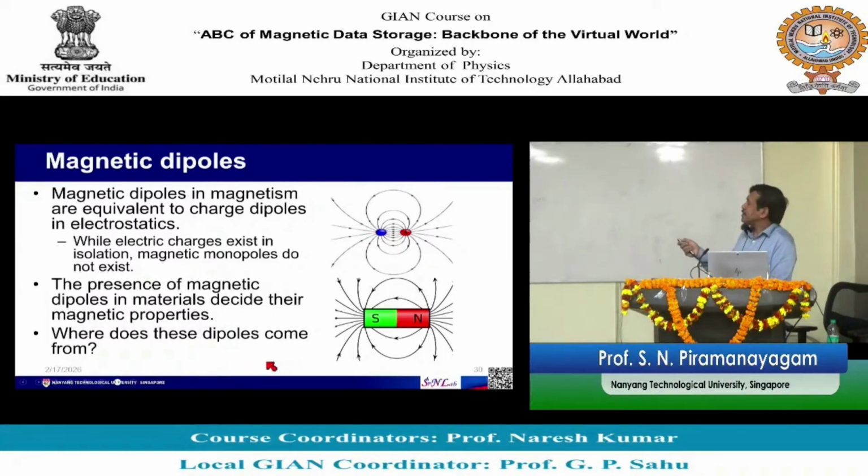In a similar sense, we also have magnetic dipoles, where we keep the north pole and south pole of a magnet next to each other, and they produce a magnetic field. Although charges can exist in isolation, magnetic poles do not exist in isolation. Magnetic poles are always together. You take any magnet, there will be a north and south pole. If you cut this into two pieces, again the two pieces will have a north and south pole each.